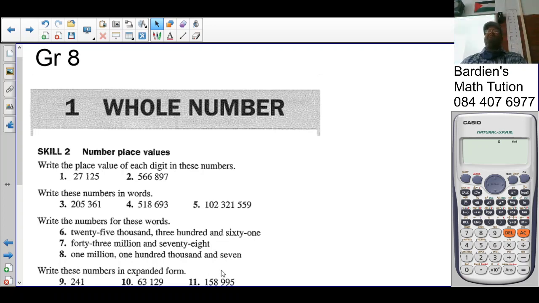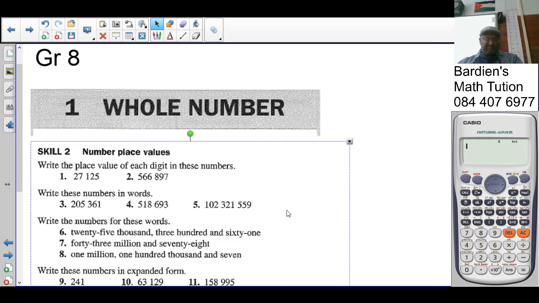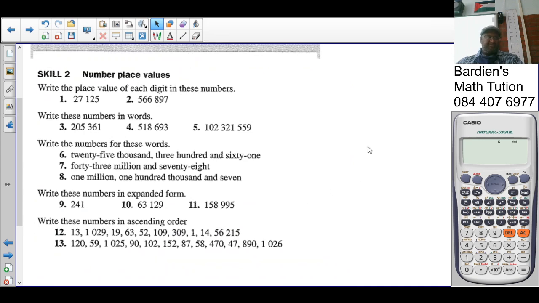So we're going to go straight into skill 2. Let me know if I'm going too fast. In skill 2, we're looking at number place values. So this is what we call the diagnostic test part of it. The diagnostic test is to test whether you understand what's happening and what you don't. So let's do skill 2, number 1 quickly. It says write down the place value of each of these numbers. You know how to write place values, no? Alright, so do number 1 and 2 quickly.